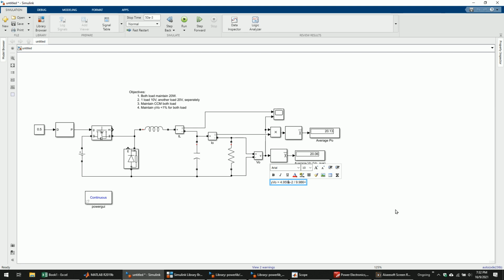4.959. And the output voltage, of course, you take here, 20.06. Don't forget, if you want to get it in percentage, multiply by 100. That is how you calculate the ripple factor of the output voltage. So you get this one. Basically you already achieve all four objectives for both loads.